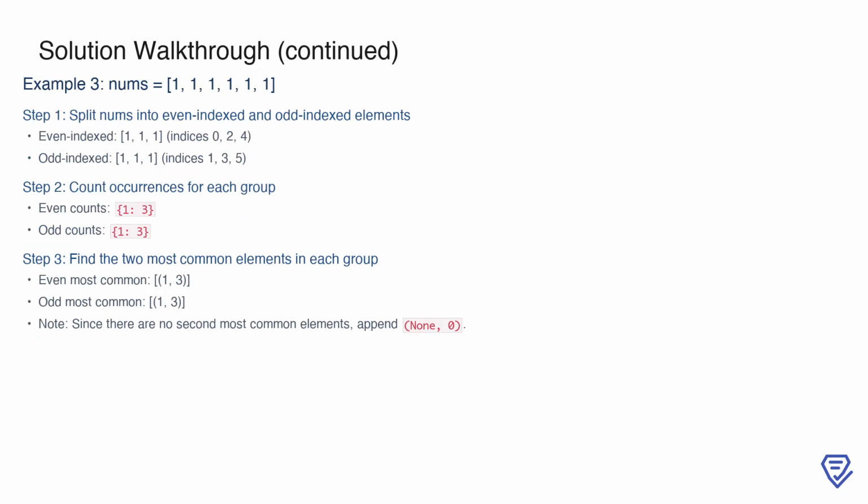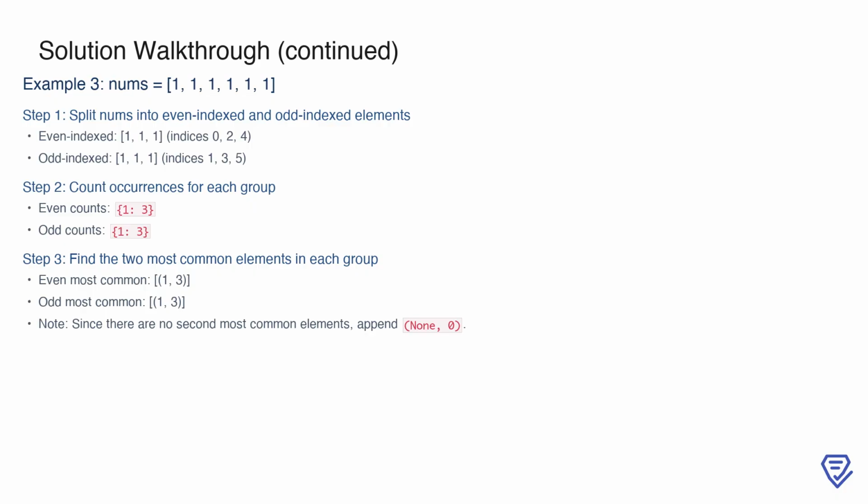In this third example, the array is 1, 1, 1, 1, 1, 1. First, we split the array into even and odd indexed elements. The even indexed elements are 1, 1, 1, and the odd indexed elements are also 1, 1, 1. Next, we count the occurrences in each group. For both the even and odd groups, the counts are 1, 3, since all elements are 1.